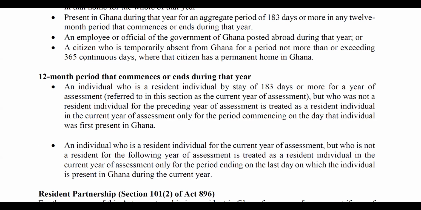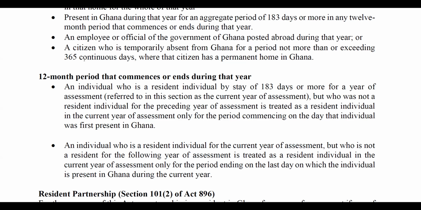Are you getting it? So for instance, if in the current year of assessment you are a resident, but you are not resident for the following year of assessment, we treat you as resident in this year. Ending on the last day in which you were present in Ghana, we map it back and count the number of days you have stayed, whether it is more than 183 days or up to 183 days. Are we okay?